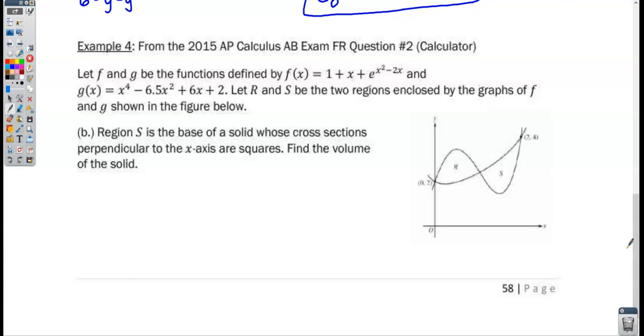Region S is the base of a solid whose cross-sections perpendicular to the x-axis are squares. Find the volume of the solid. So we've got a square. We just need to know the length of the side of the square. And do I know which curve is which here? I believe that this top curve here is the x to the fourth minus 6.5x squared plus 6x plus 2. And the other curve is my line plus exponential.